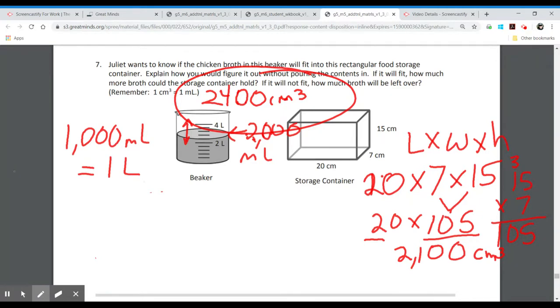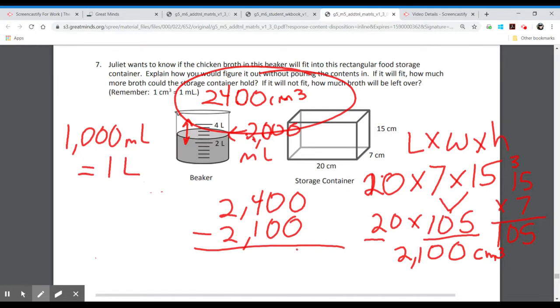So 2,400. Let's do subtracting. We're going to take 2,400 and subtract the volume we actually have, 2,100. That gives us 300. So 300 cubic centimeters cannot fit in that.